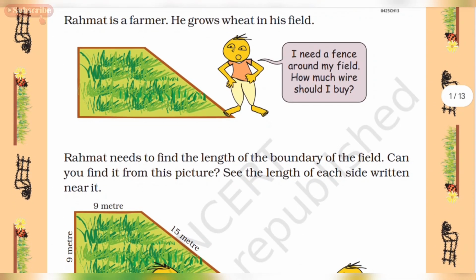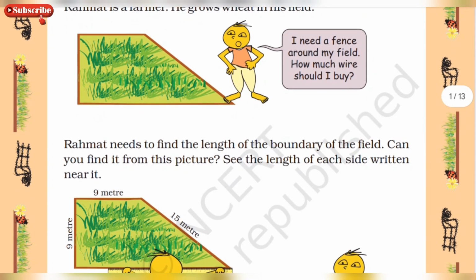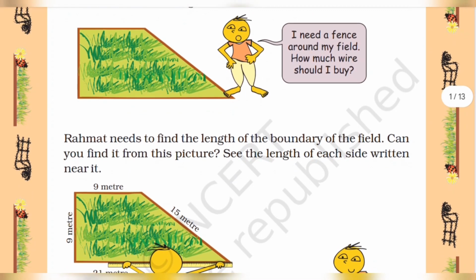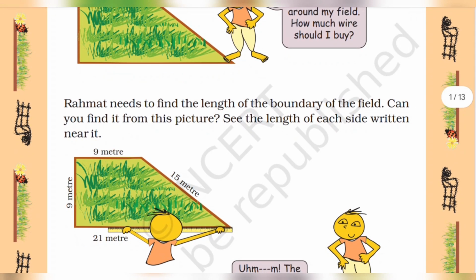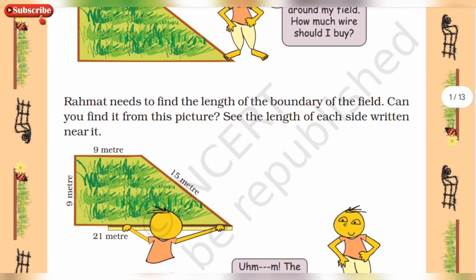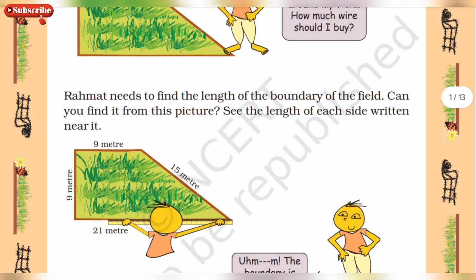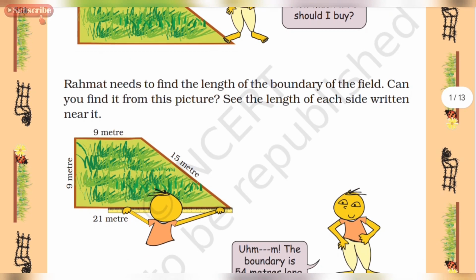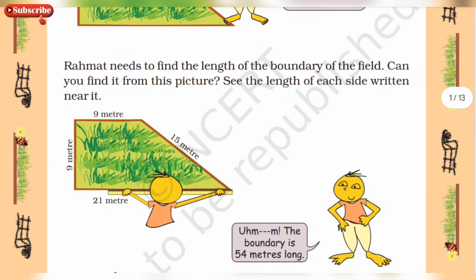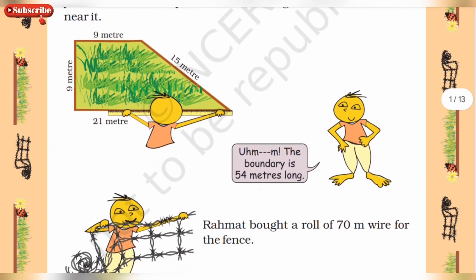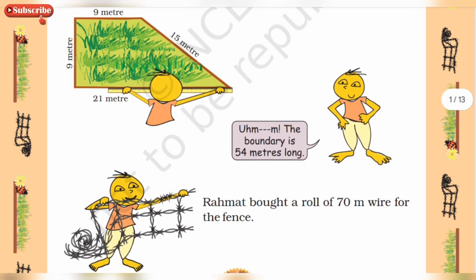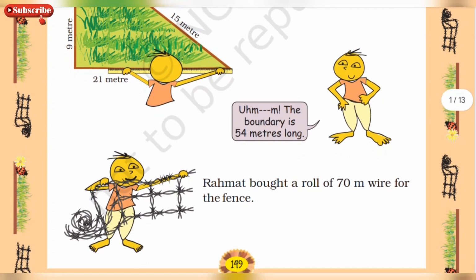Rahmat needs to find the length of the boundary of the field. Can you find it from this picture? See the length of each side written near it: 9 meters, 15 meters, 6 meters, 21 meters. The boundary is 54 meters long.